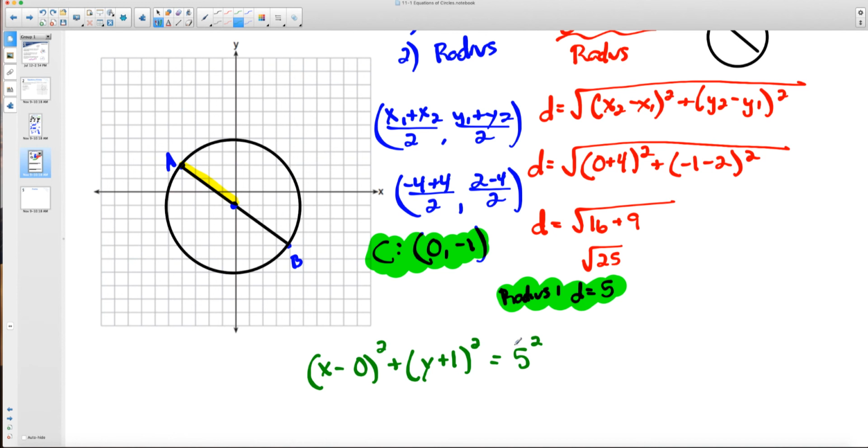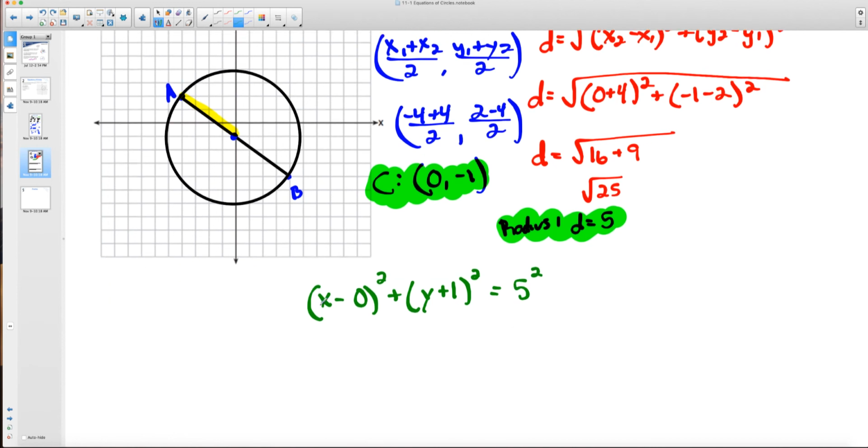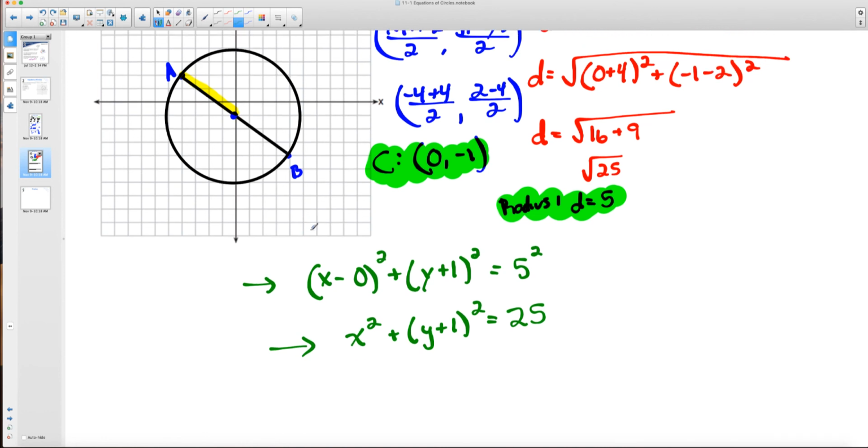I'm going to simplify this a bit, just make it a little bit nicer looking. It's just going to be x squared plus y plus 1 squared equals 25. Yes, this answer is okay. There's nothing wrong with it. This is just a more simplified version of that, which is a little bit better to see.